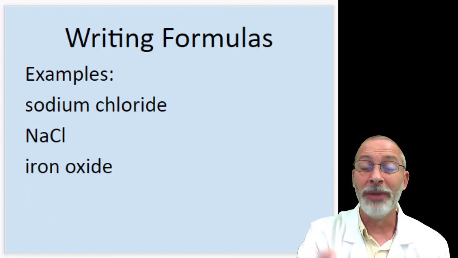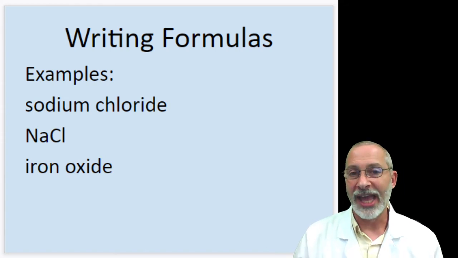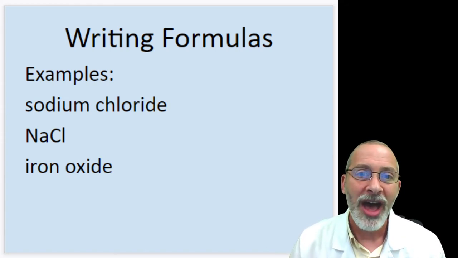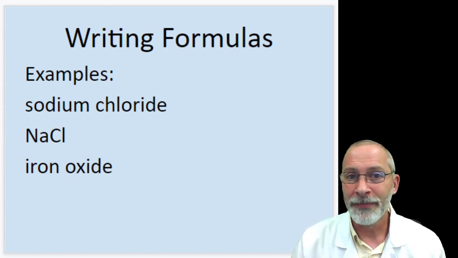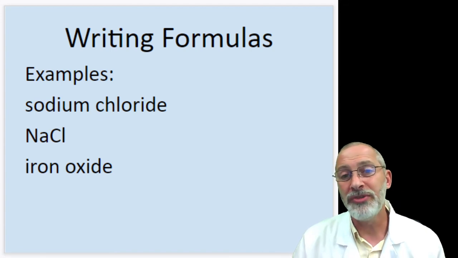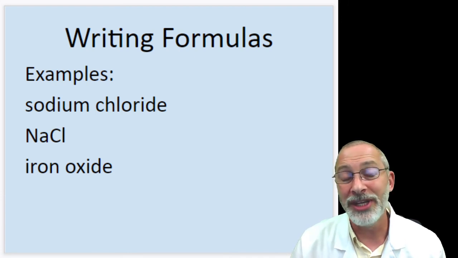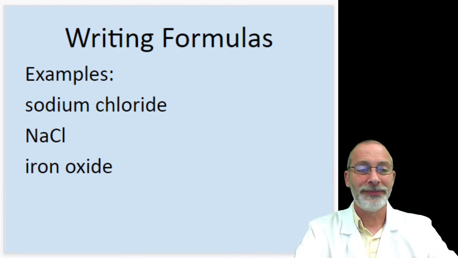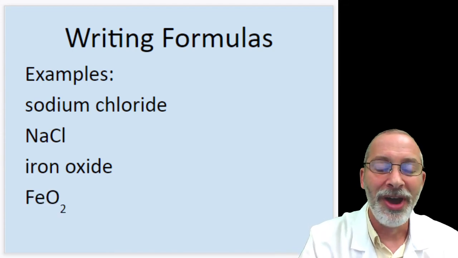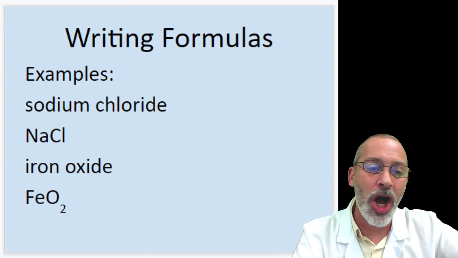All right, so let me give you another one here. Iron oxide. Take a moment, find the symbols for iron and oxygen, and see if you can write the correct chemical formula for iron oxide. Pause me if you need to. All right, is this what you got? Did you get FeO?